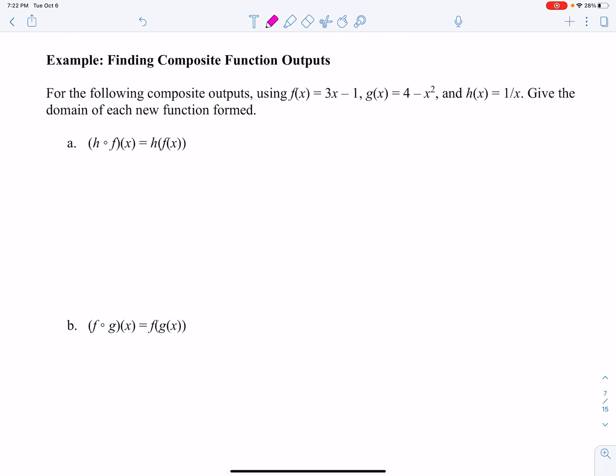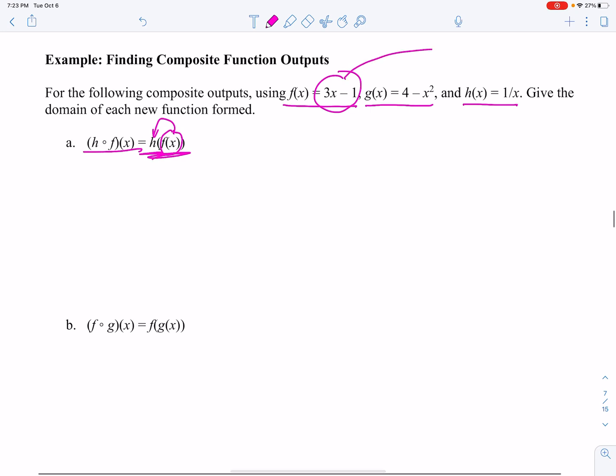Finding composite function outputs. So we have three functions here, f of x, g of x, and h of x. All right, and they want us to give the domain of each new function formed. So this one says find h of f of x, right? And again, this is just a different notation, but the same meaning. Okay, so we're going to go kind of backwards. What we're saying is take f of x and plug it into the h function wherever you see an x. So in other words, we're going to take f of x and plug it in wherever we see an x in the h function.